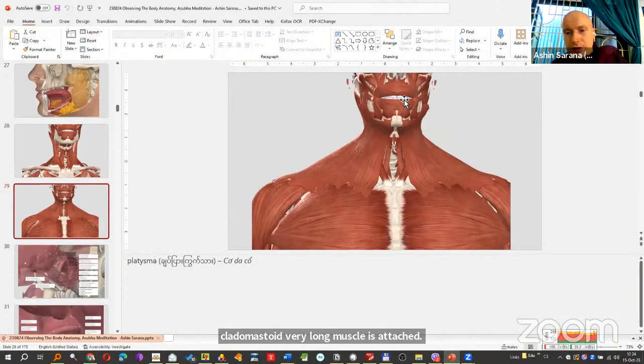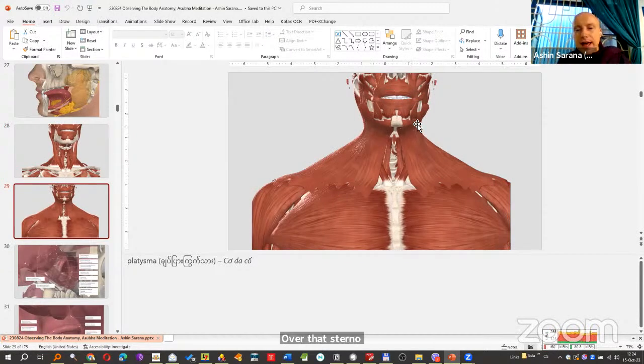Over that sternocleidomastoid, there are large, flat pieces of flesh.